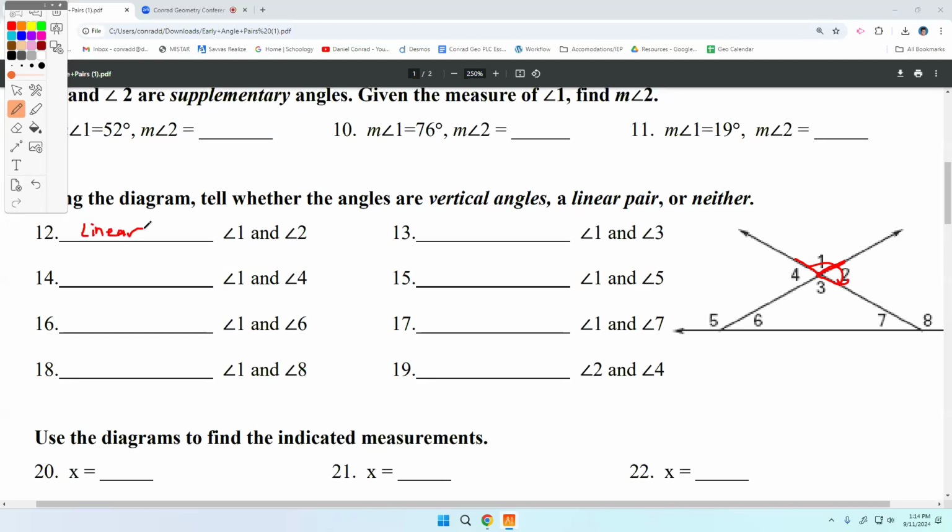Linear pair. Okay, they form a straight line. All right, 1 and 3. So they have a common vertex. They're formed by 2 lines intersecting, and they're across from each other. So that's going to be vertical.